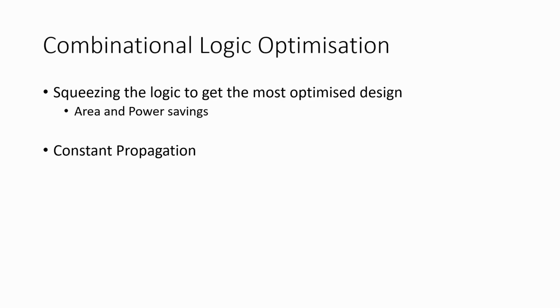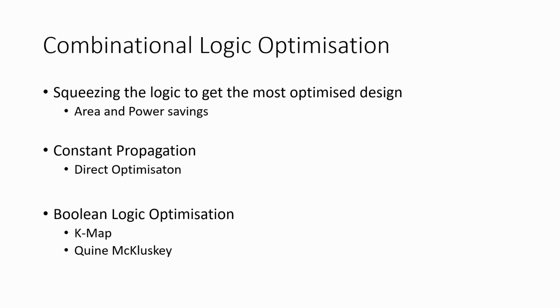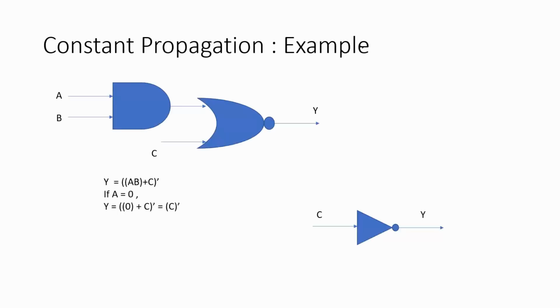And what are the techniques used for combinational logic optimization? The most basic thing is constant propagation, which is a direct optimization technique. And apart from that, there is Boolean logic optimization, that is, given a very big Boolean logic expression, it can be optimized into a more efficient, simplified Boolean logic expression using techniques like K-map or Quine-McCluskey algorithms. So this is one example we are going to look at for constant propagation.